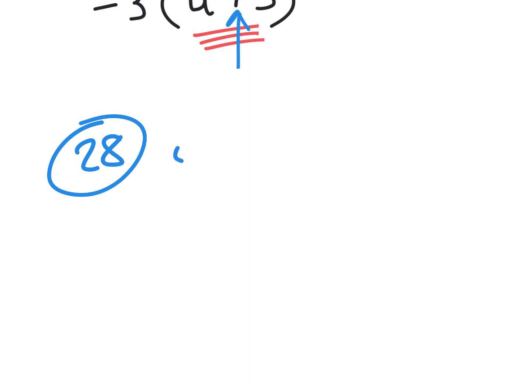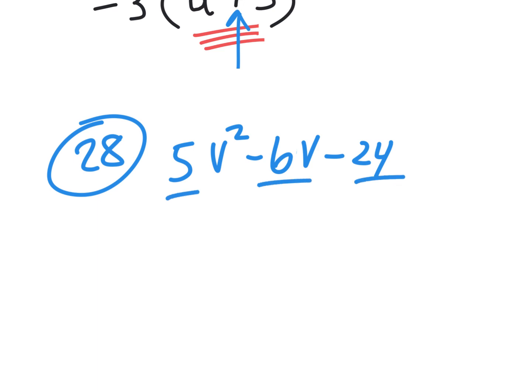5v squared minus 6v minus 24. Sorry, I couldn't hear the B from the V. So 5v squared minus 6v minus 24. Okay, so first thing I do is look for a GCF. Is there anything in common on all three of them? Bottom line is, when it's a 5, the 5 is the only thing that could go in it, and 5 doesn't go into 6, so no.